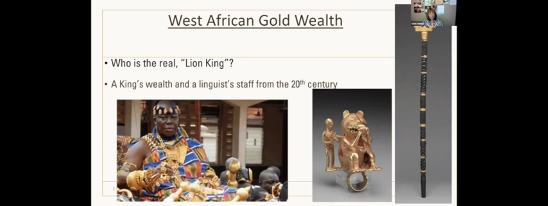When I show these kids this gold, their heads pop off their necks. What? Look at that. Wow. This is the image of the West African you want them to have, okay? It's an image I didn't have growing up in school.